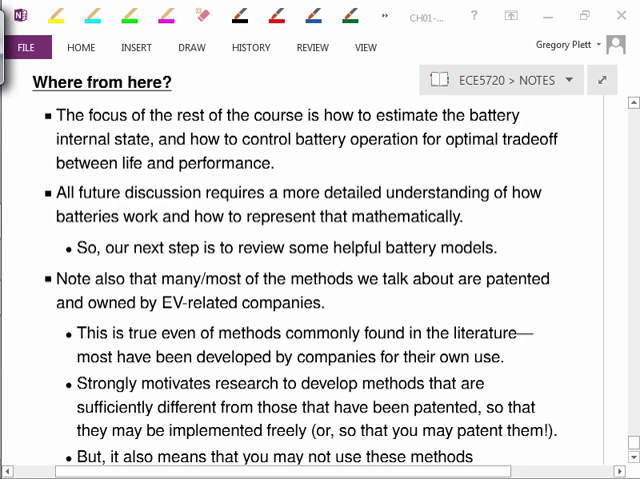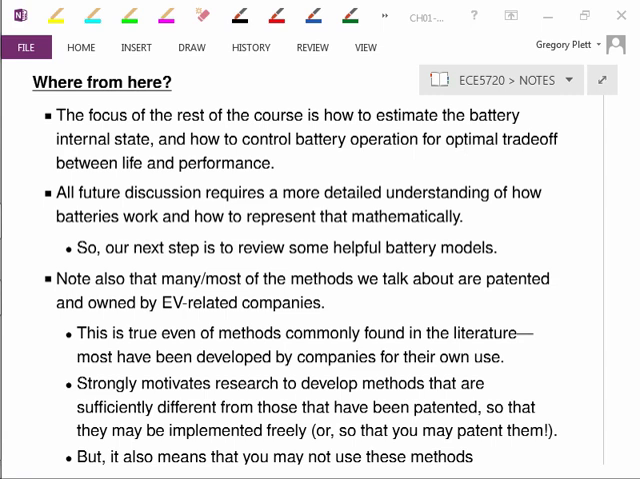That brings us to the end of chapter 1. And as a roadmap of where we're going from here, we're going to focus on estimating battery internal state and how to control the battery operation for some kind of an optimal trade-off between life and performance. We're going to use equivalent circuit models of batteries almost exclusively in this course, but I believe in the future, ultimately, the physics-based models will give us better results. But the same ideas will apply.